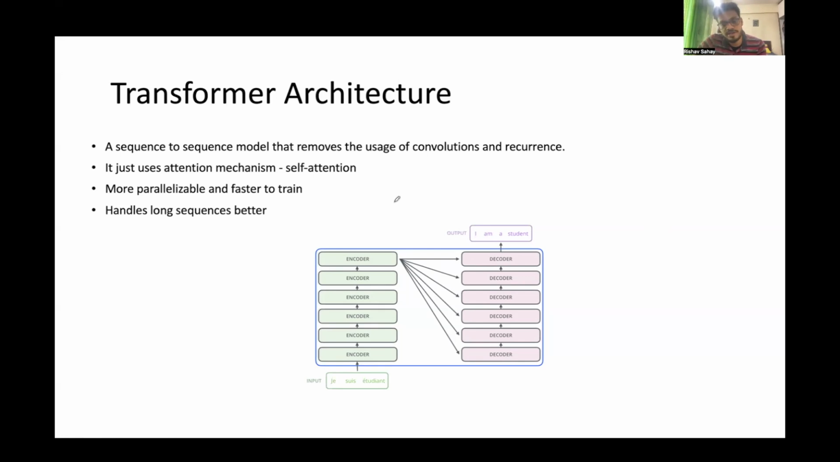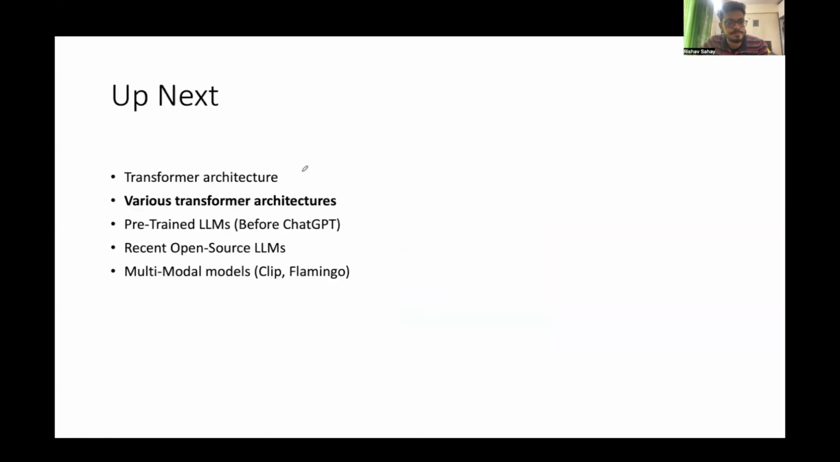Transformers are particularly adept at handling long sequences. The self-attention mechanism ensures that the model can capture relationships between distant words, which is a limitation in models that rely on recurrence. Now we'll look at the various variations of the transformer architecture and how it has evolved with time.